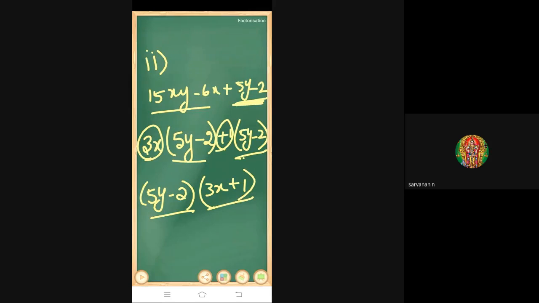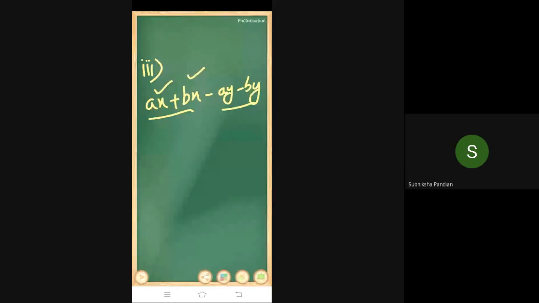Next, see the third question. You have to practice this more number of times, then only you will be getting the answer correctly. ax plus bx minus ay minus by is the question. Okay. Now take these two and these two. Which can be taken commonly out from these two terms? X. Yes. So here a is left out, here plus b is left out.